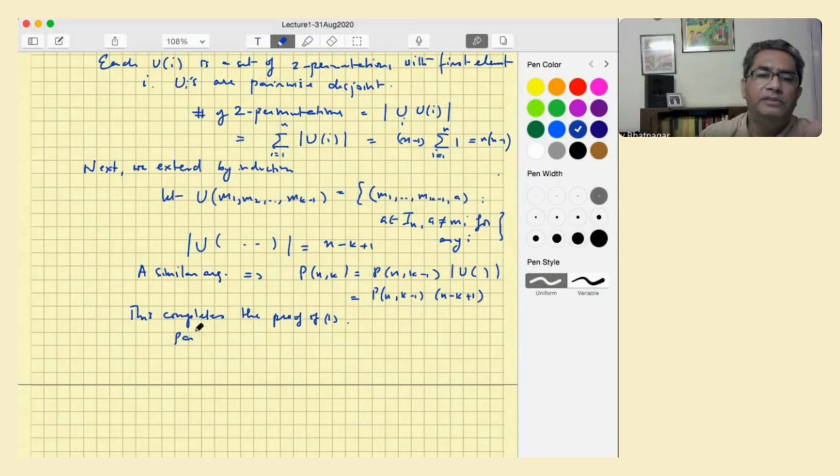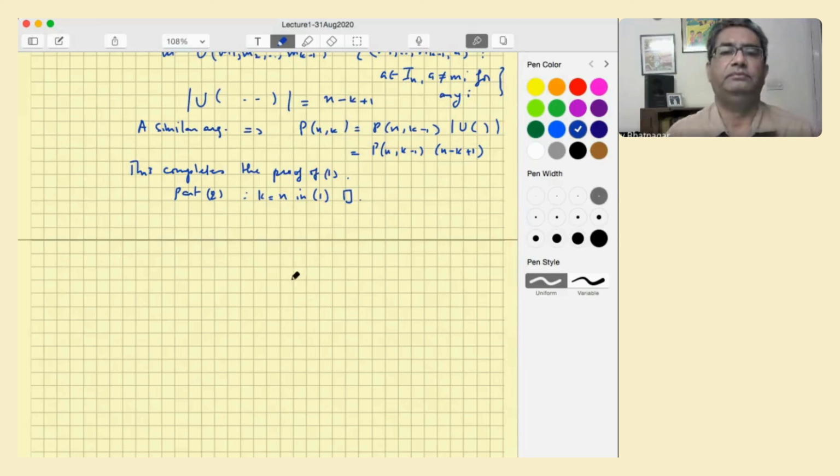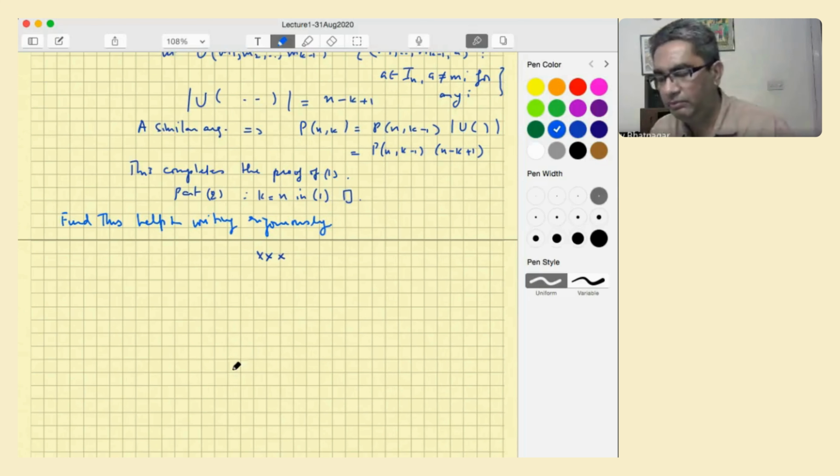And part 2 is put k equal to n in 1. Okay, any questions on this? So the reason why I've given this proof is that the fundamental theorems help in writing rigorously. So whenever you are in doubt, whatever you're doing, this is a good approach to take.